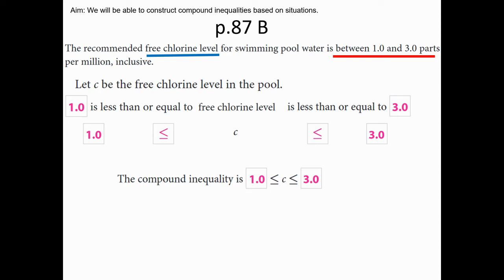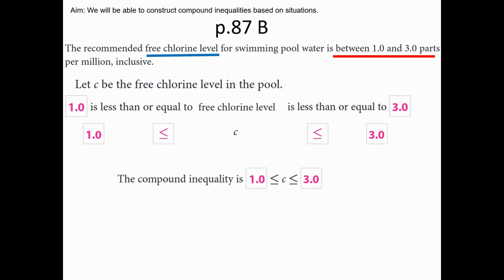So notice in the end, all I really did was I said, okay, I know it's between these two restrictions. Let's put one restriction on the left, one restriction on the right, and our variable right in the middle. Once that's constructed, you're done. We didn't have to solve for anything. We know that 2.5, 1.7, all these numbers could fit in between 1.0 and 3.0, but this represents our situation.